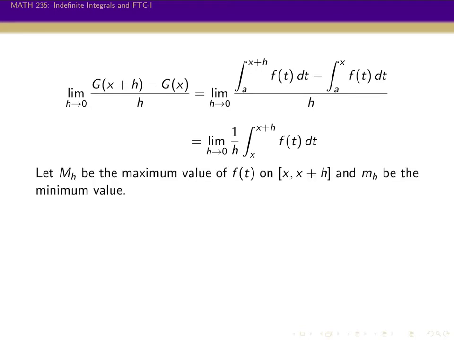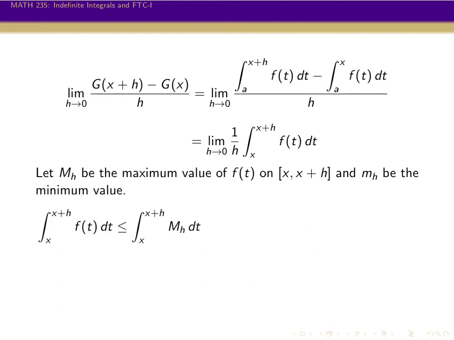Okay, to get our hands on this, we're going to use a similar trick that we've seen a lot recently. Since we're looking at the function f of t between x and x plus h, it's a continuous function, and so it has to have a maximum and minimum value there. So we're going to let big M sub h be the maximum value from x to x plus h, and little m of h be the minimum value on this interval.